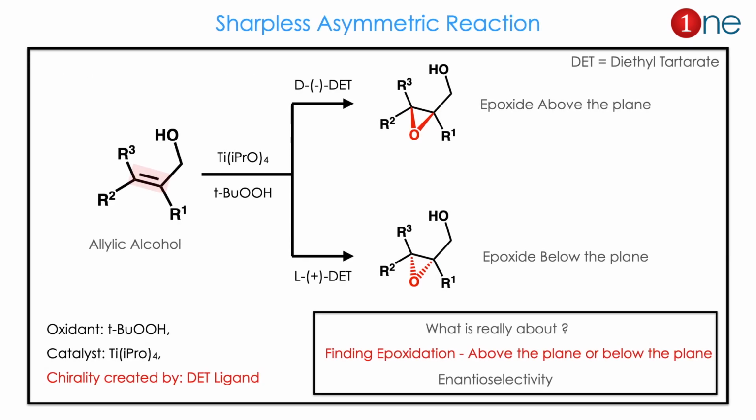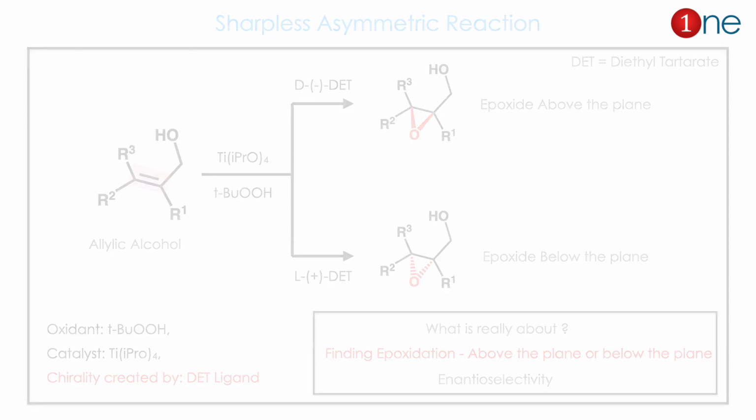At first, let us see what the Sharpless asymmetric reaction is. It is a conversion of an alkene into an epoxide. The reactant is prochiral, so the attack can be from above or below. Here we are using titanium isopropoxide as a catalyst. Peroxide is the oxidant, and the chirality is created by the ligand, which is DET. DET is diethyl tartrate. Based on DET, you will form the epoxide above or below the plane. So what the reaction is really about is finding whether the epoxidation is above or below. The reaction is all about enantiomer selectivity.